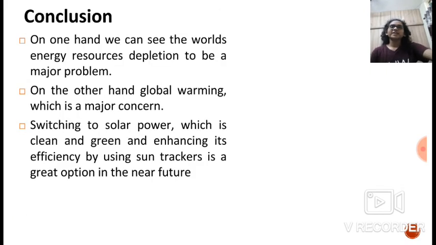So we can conclude that on one hand, the depletion of the world's energy sources is a major problem. On the other hand, global warming is a major concern. Switching to solar power, which is clean and green, and enhancing its efficiency by using sun trackers is a great option in the near future.